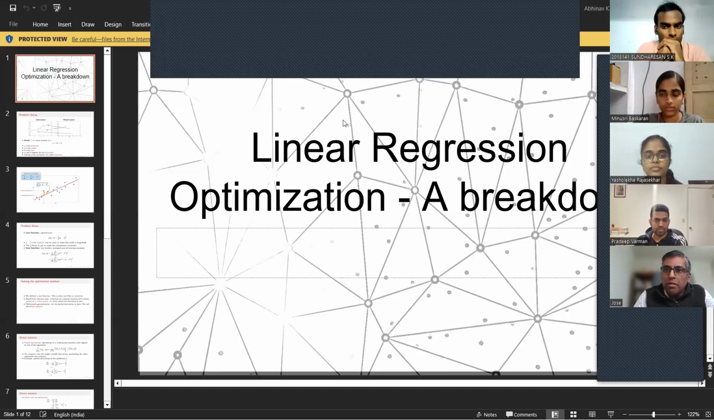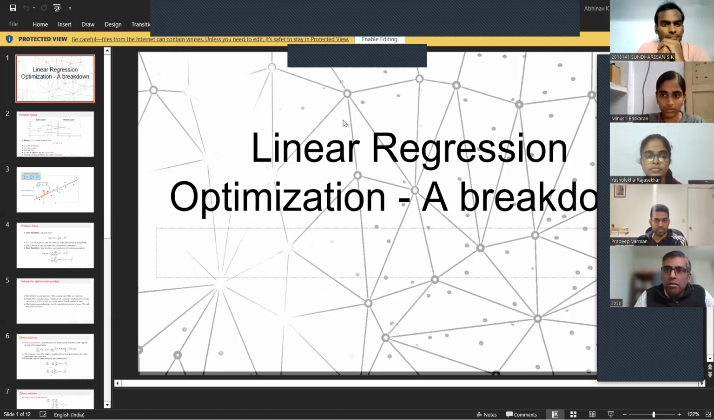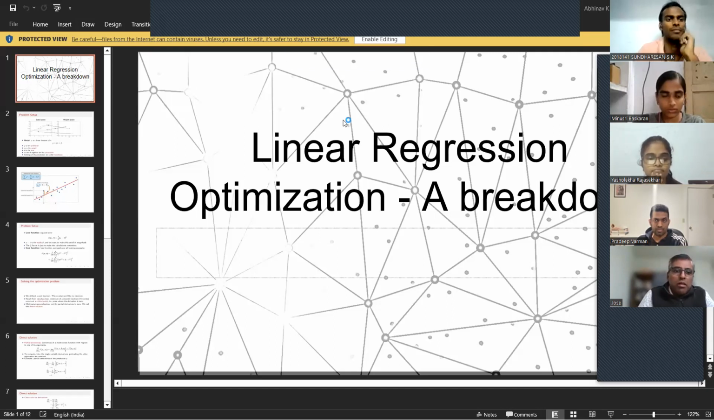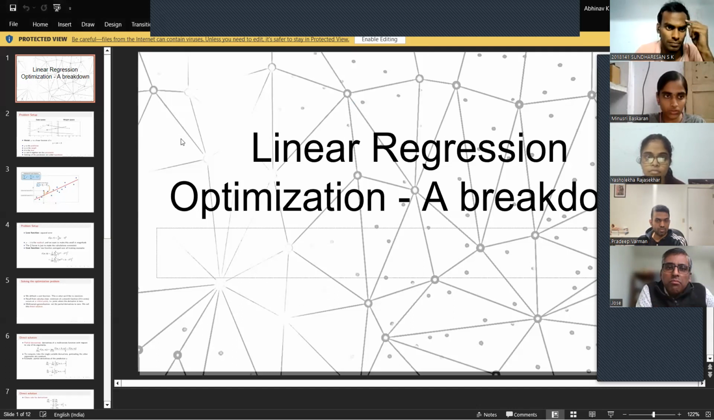Yes, sir. Today we are going to see about gradient descent, an optimization algorithm widely used in many machine learning algorithms. So today we are going to see it in the context of linear regression, as we said. So let's start from the basics. What is linear regression?